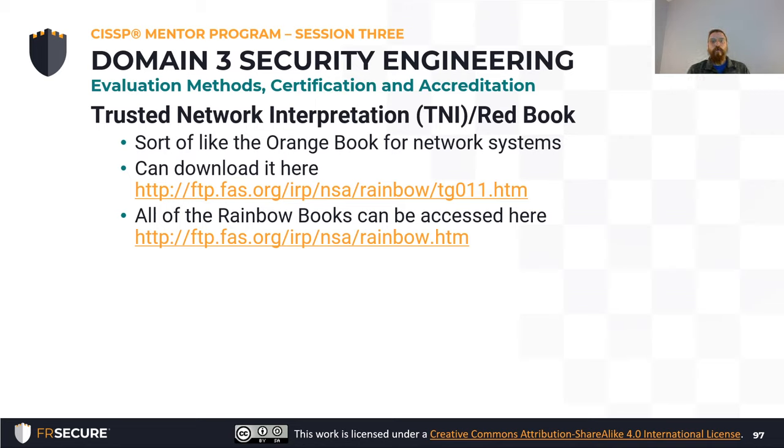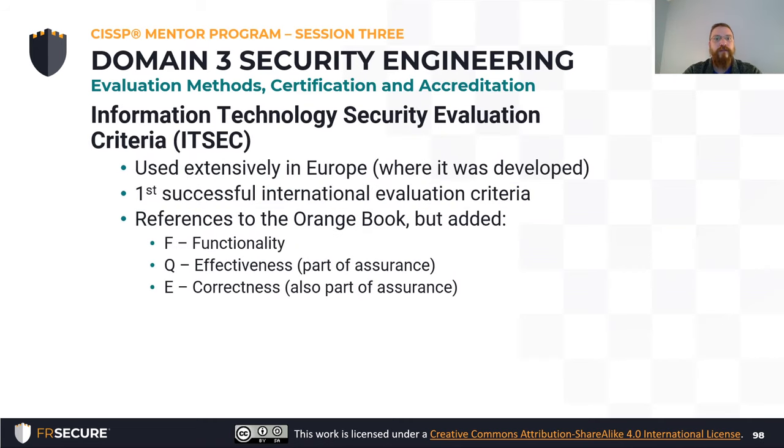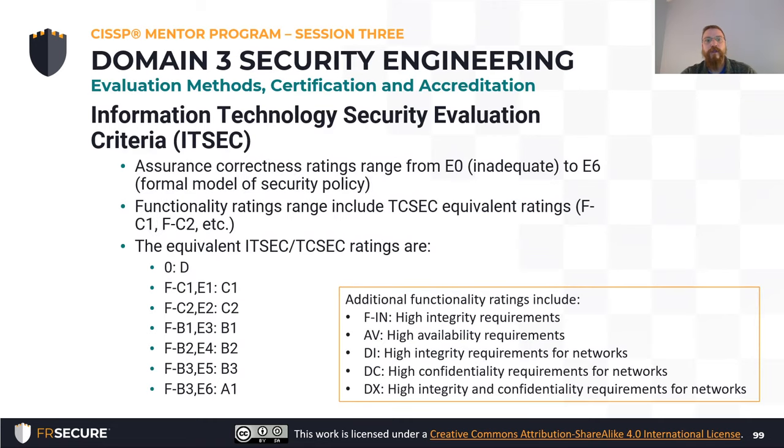So Orange Book, Red Book, network, right? That's what you need to know about the Red Book. ITSEC is going to be using the same levels as the Orange Book, but adds three additional areas: functionality, effectiveness, and correctness. So E0 to E6, and it'll tell you what that looks like right here. So the C1 through B3, right? Understand when you see these with the F-, comma, colon, that's your ITSEC. Again, you don't need to know exactly what high integrity requirements for networks is. You just need to know if you see that, it's part of ITSEC.